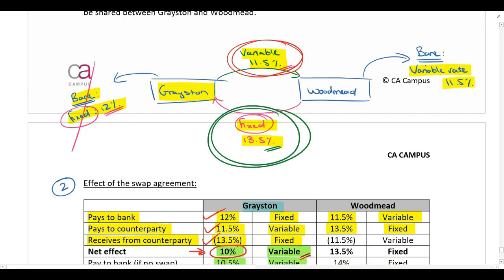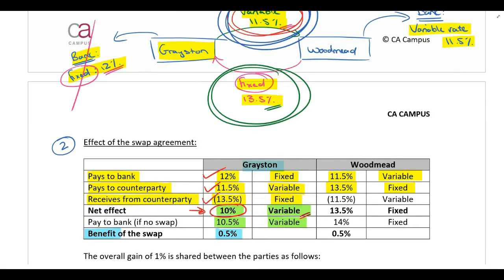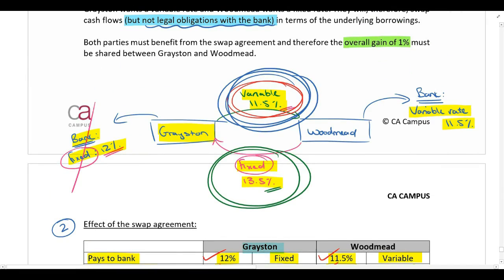They receive from Grayston a variable rate of 11.5%. Include that. So they pay 11.5% to the bank, they pay 13.5% to Grayston, and they receive 11.5% from Grayston. So if we say 11.5 plus 13.5 minus 11.5, we are left with a fixed rate of 13.5%. Look at this on your diagram above to make sure you're happy with the logic.